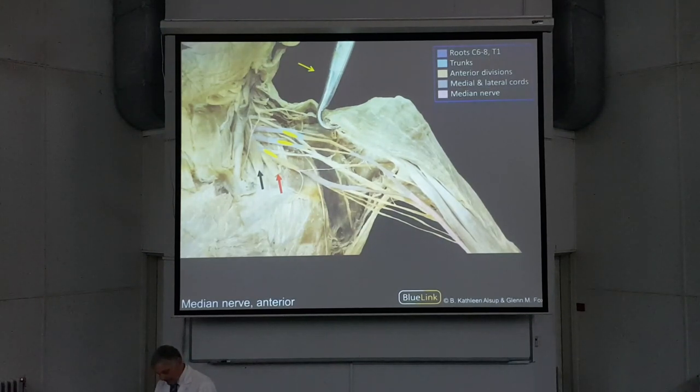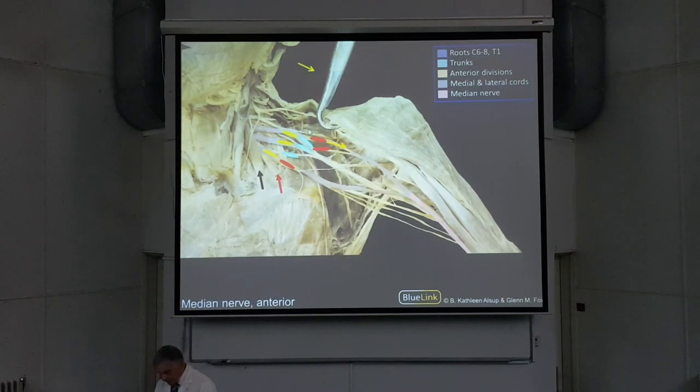Each trunk is going to divide into anterior and posterior division. That's the posterior division. That's anterior division of the superior trunk. That's posterior division of the middle trunk, and this is the anterior division of the middle trunk. That's the posterior of the inferior trunk, and this is the anterior of the inferior trunk. So we have three red and three blue, six divisions.